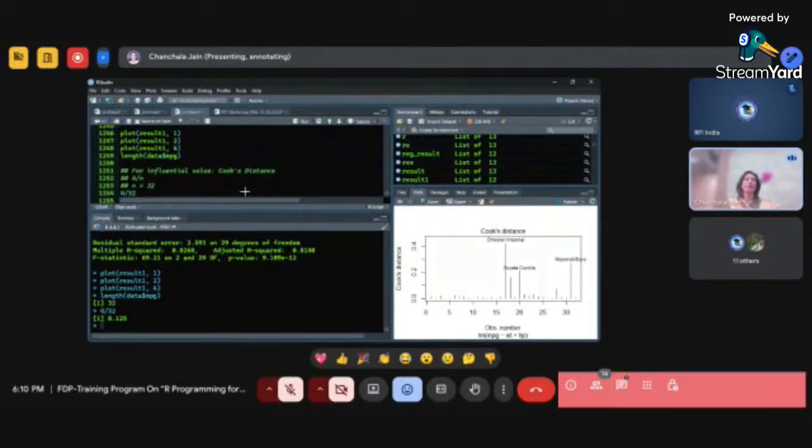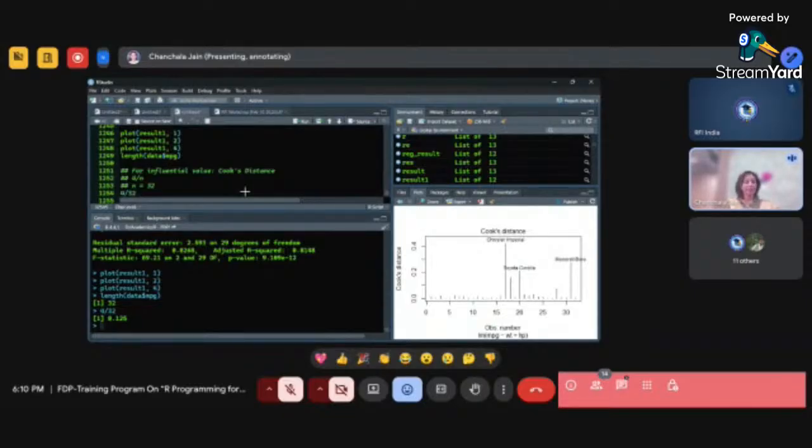So on day 2, we saw 3 data structures: the vector, list and factor. Vector, I told you, is atomic in nature. That is, the same kind of data you can store in the vector. These are generally one dimensional. Various methods we have seen to create them, like the c function, seq, rep, colon. These are the various ways we have seen to create a vector in R.